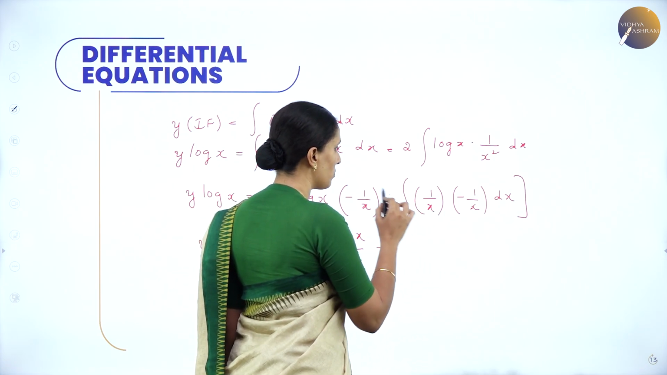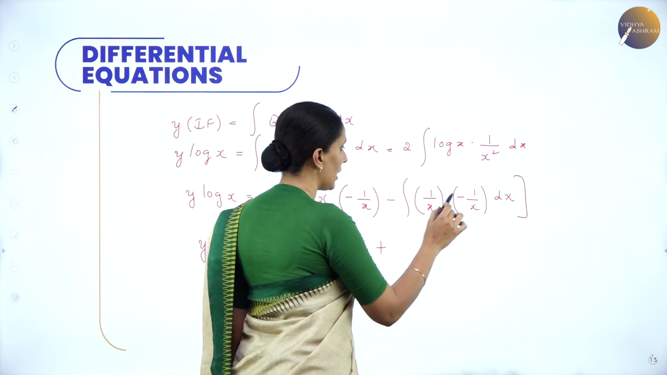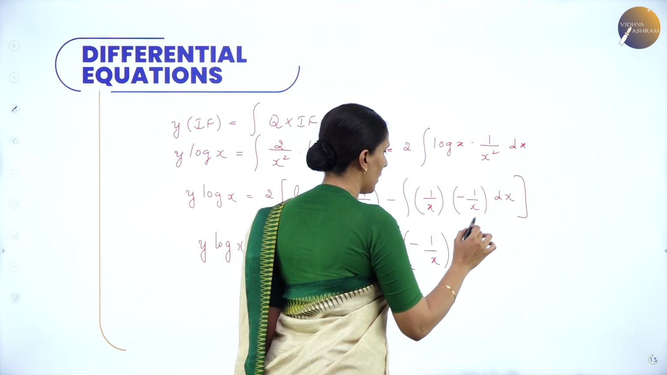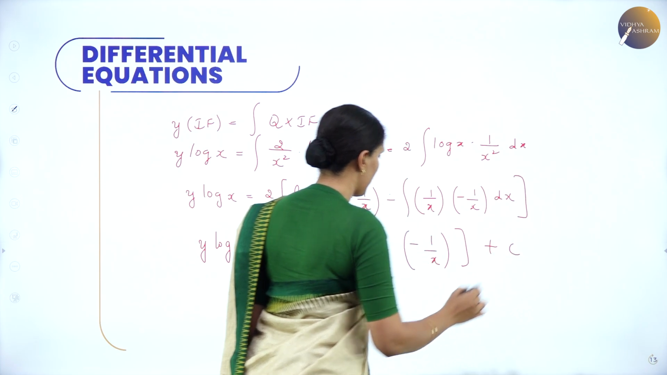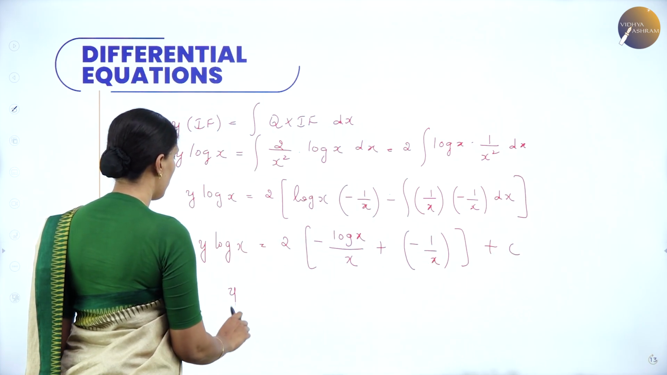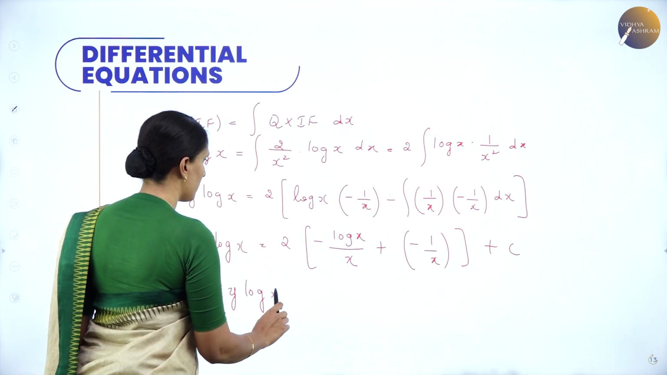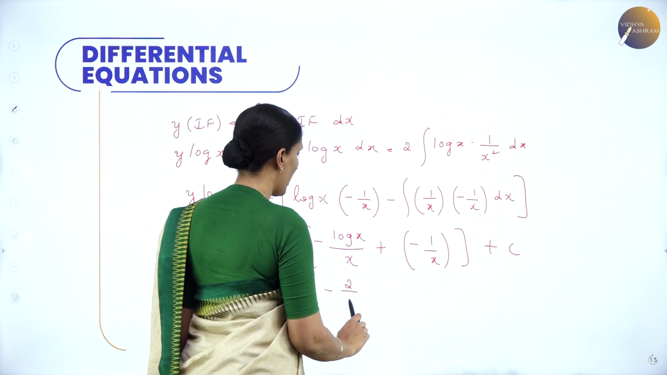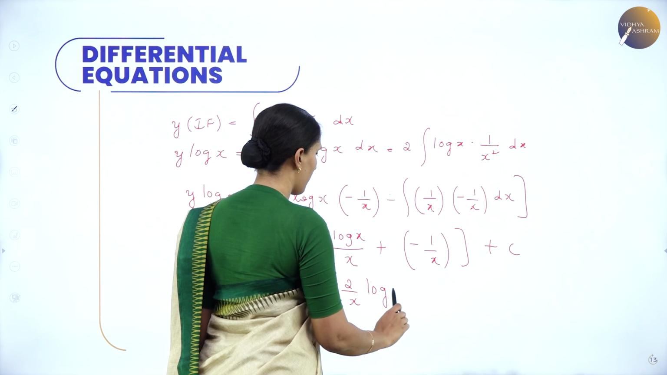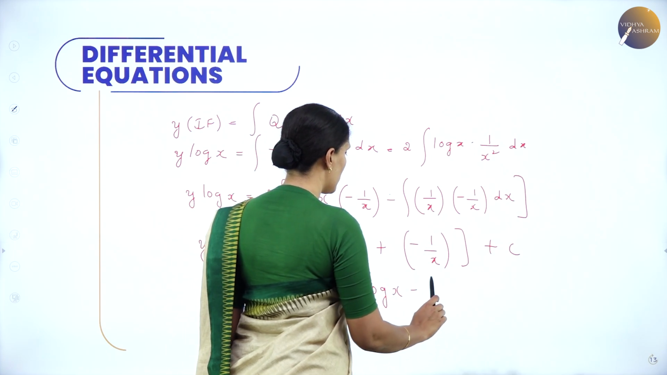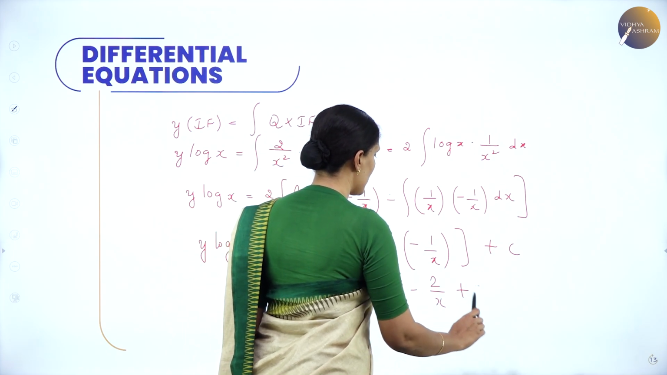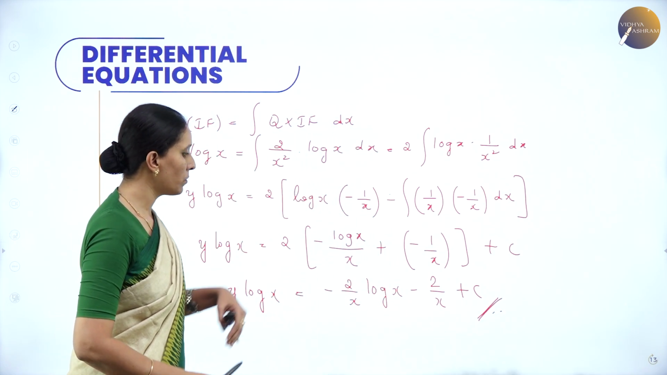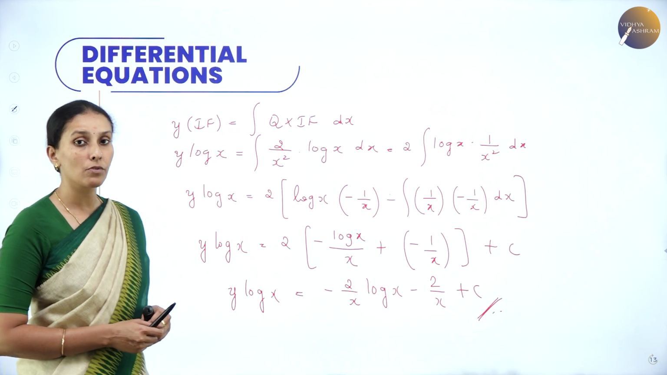So minus, which becomes plus. Integration of 1 by x square is again minus 1 by x plus c. So we have y log x. When we multiply 2 here, we have minus 2 by x log x, and again we have minus 2 by x plus c. So this is the solution. We can also take minus 2 by x as a common factor and write it as 1 plus log x form.